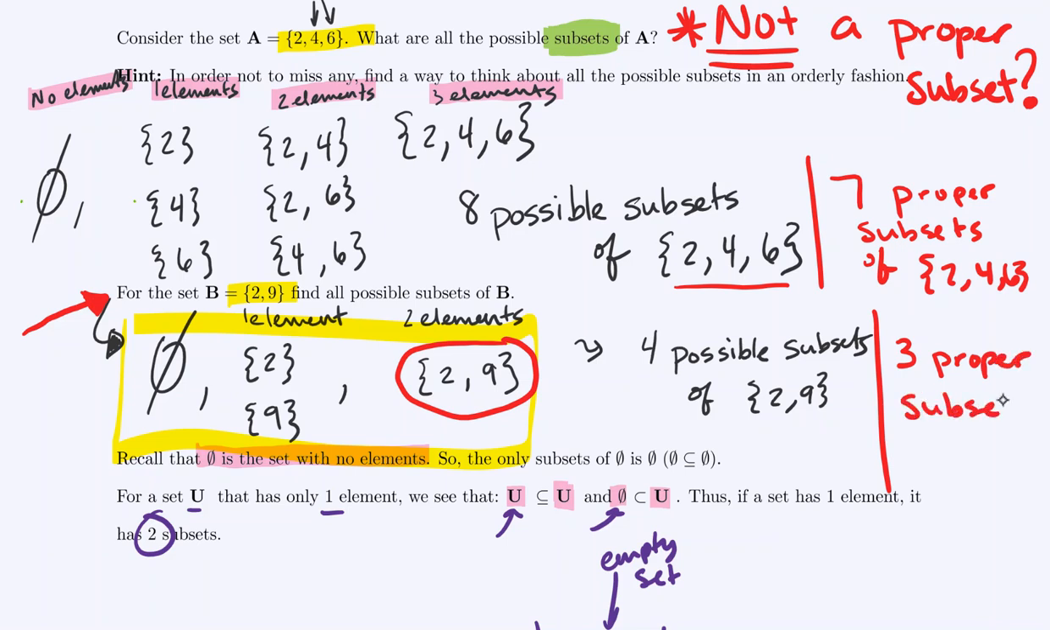So do we start to see a pattern here? Once you know how many subsets you've got, the way to know how many proper subsets you have is it looks like you just subtract one, right? And that's exactly what happens. So if you already know how many subsets you have, then you know how many proper subsets you have because you just have to subtract 1 from the number of subsets. So if we had 8 subsets, we had 7 proper ones. If we had 4 subsets, we had 3 proper ones.